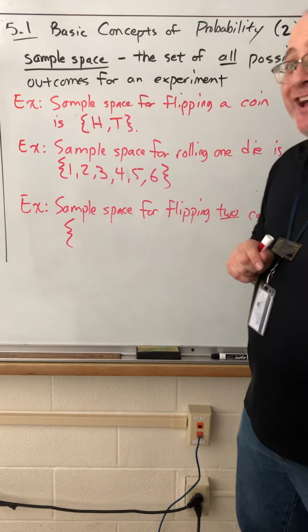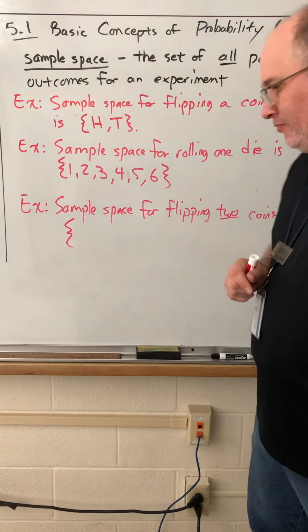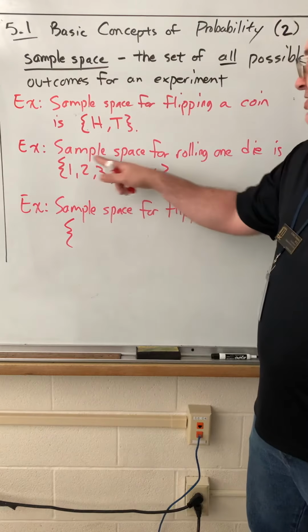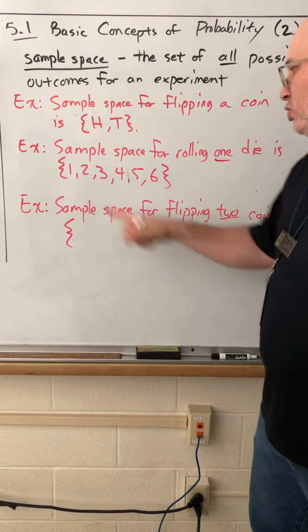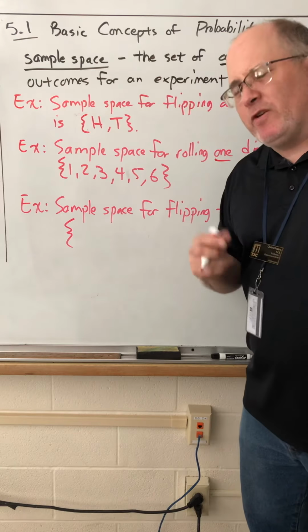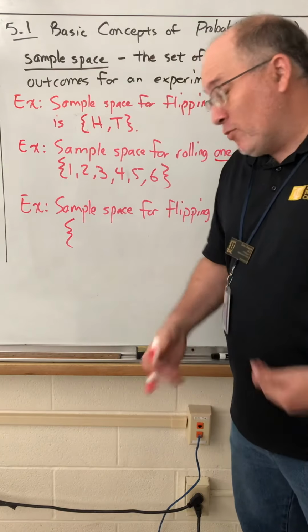What if you roll a die? What would the sample space for rolling a single die be? Well, the possible outcomes from rolling a die are 1 through 6. So the sample space for rolling one die is 1, 2, 3, 4, 5, and 6. Pretty straightforward. Now sometimes experiments are a little bit more involved and have more outcomes.